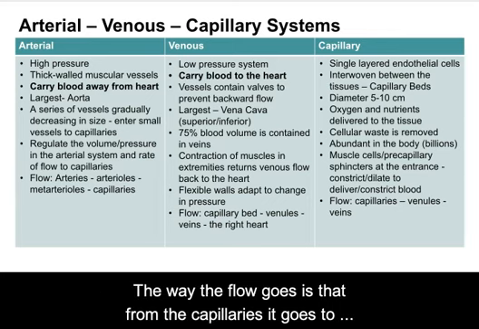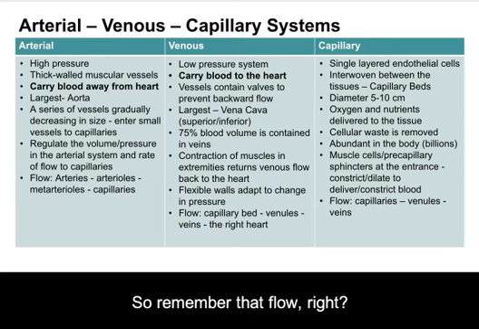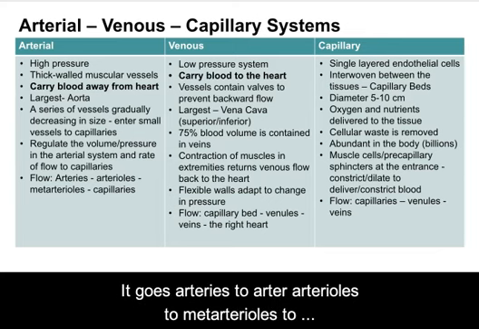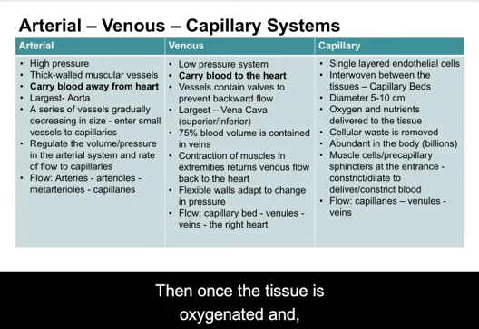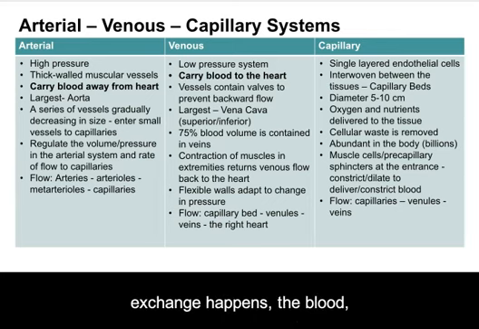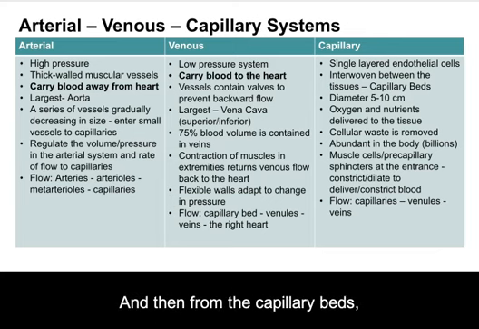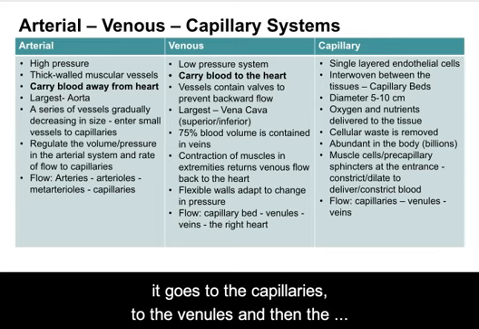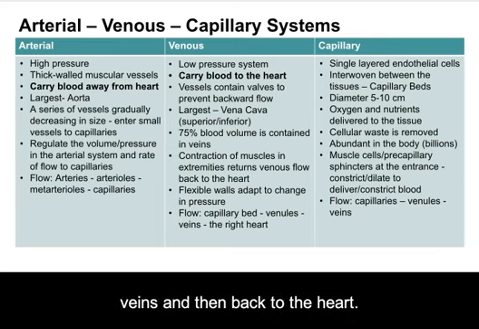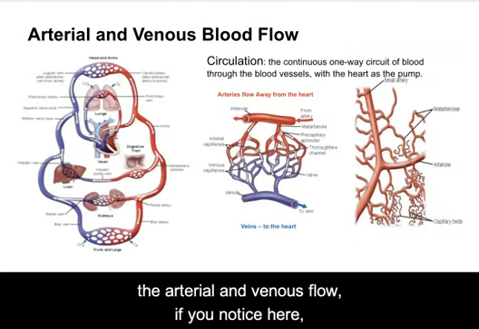So the way the flow goes is that from the capillaries, it goes to the venules, and then the venules to the veins. So remember that flow, right? It goes from the arterial system, arteries to arterioles to meta-arterioles to the capillaries. Then once the tissue is oxygenated and the nutrient exchange happens, the perfusion happens, and then from the capillary beds it goes to the venules, and then the veins, and then back to the heart. These are some diagrams on the arterial and venous flow.